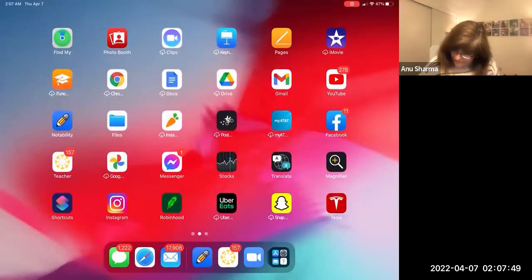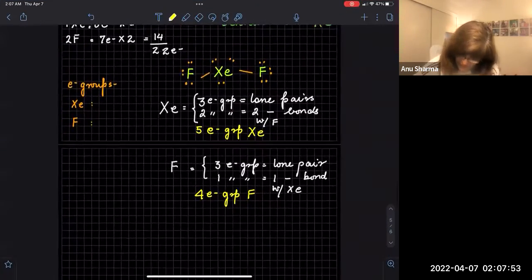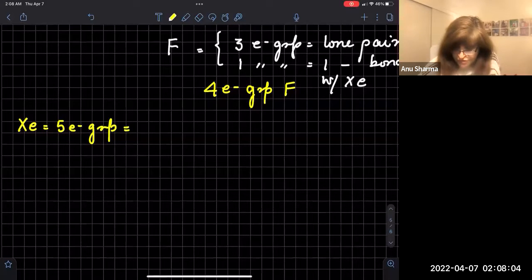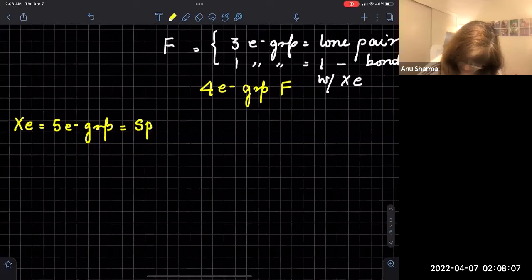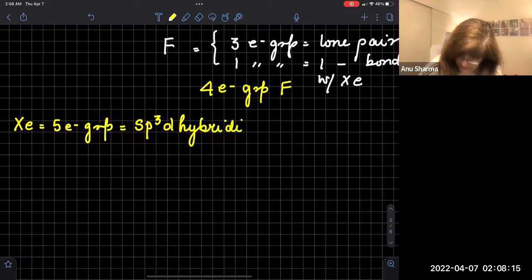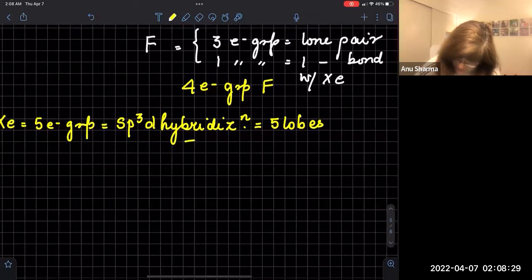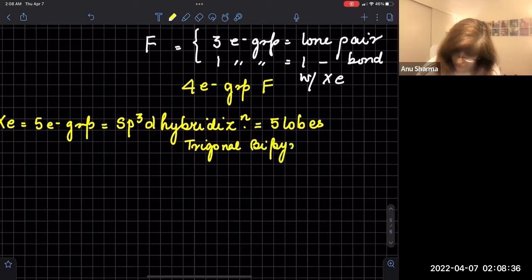So let's look at this. Xenon has 5 electron groups, and these 5 electron groups relate to sp3d hybridization, and that is equal to 5 lobes, and the shape is going to be trigonal bipyramidal, like 2 pyramids, one on top of each other. Okay, so that's one piece.